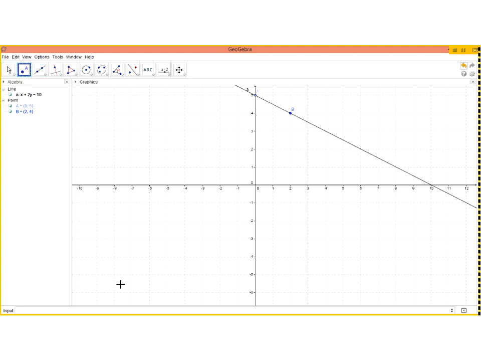So that's the perpendicular line that I found. And I was graphing a line with slope 2 and y-intercept 3. So there's my y-intercept of 3, and I'm going to go up 2 and over 1. And connect my two dots.